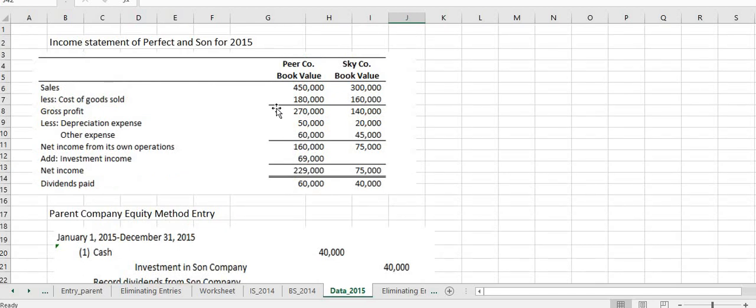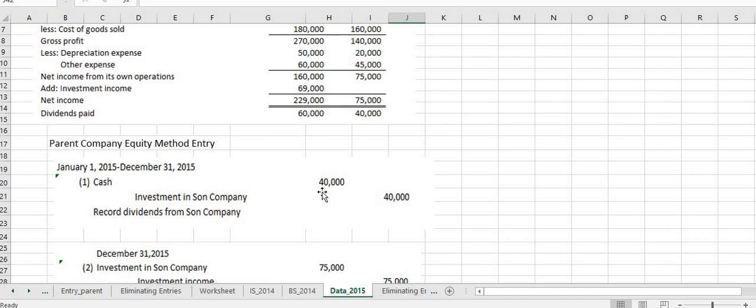So you have here some data for the parent and the subsidiary for the year 2015, the second year after the acquisition. So we have here the net income of the parent, that's 229,000. It's net. Then the net income of the subsidiary is actually 75,000. Okay. So how would, ano yung entries natin in the books of the parent for the year 2015, the second year of the acquisition?